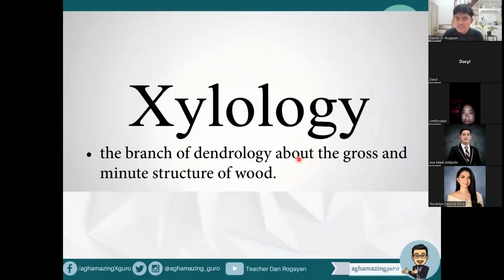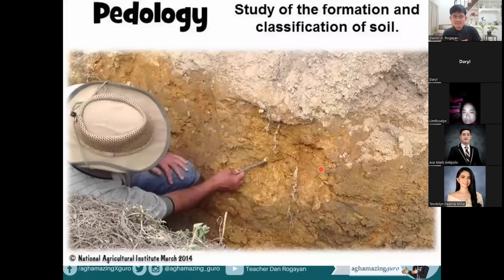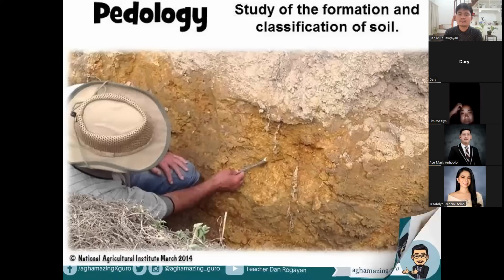Xylology is the branch of dendrology about the gross and minute structure of wood. Remember that the age of a tree is based on what? How do we identify the age of a tree? What do we count? That's correct, the annual rings. Pedology is the study of the formation and classification of soil. So that is pedology for soil formation.